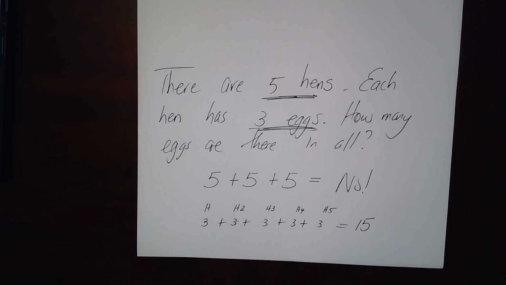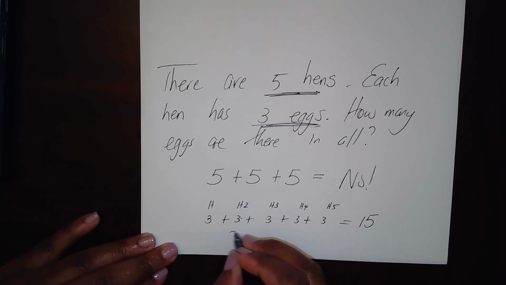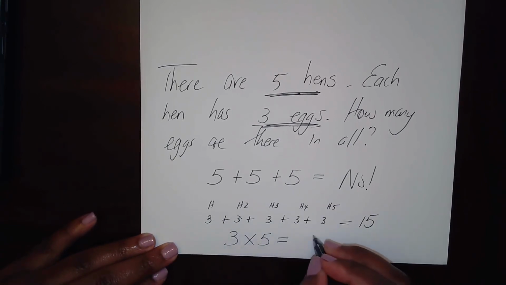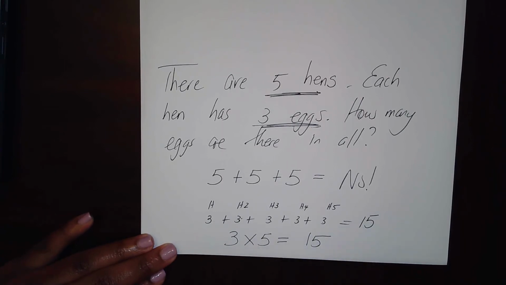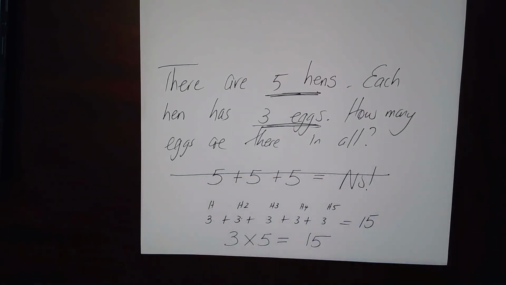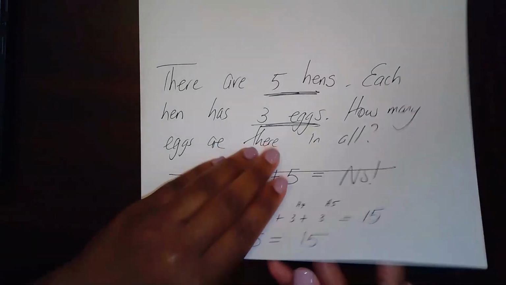Now, how could we write that in multiplication? Well, we would say 3 times 5 is the same as 15. And you know what? We will get rid of this right here. So this is another example of multiplication as repeated addition. And let's do one last problem.